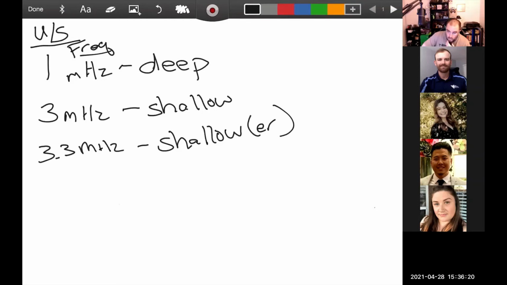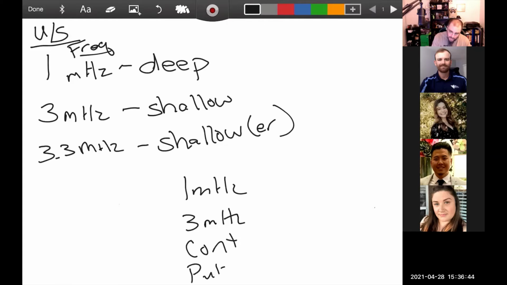So would the boards ever be mean and put 3 or 3.3 on? No. So take a deep breath on that. The boards will either have 1 or 3. A lot of times what I've seen on the boards is they'll have 1 megahertz, 3 megahertz, and then they'll say continuous or pulsed. And when you're dealing with depth of penetration, continuous or pulse doesn't even matter. So you're looking at 1 or 3, or they may say 3.3. Then you're going to determine if you're going deep or shallow.